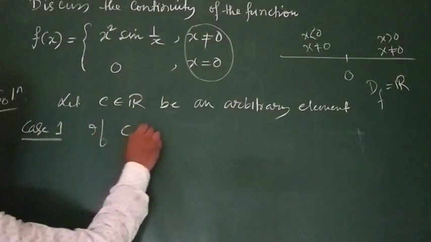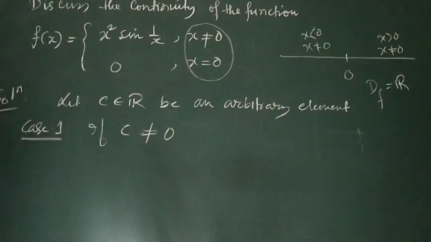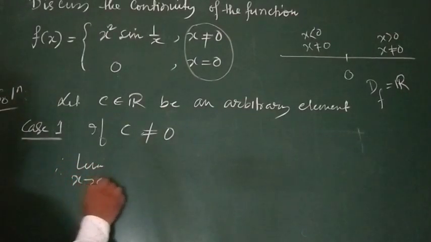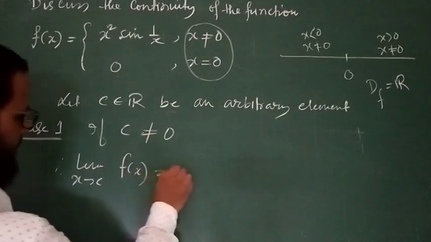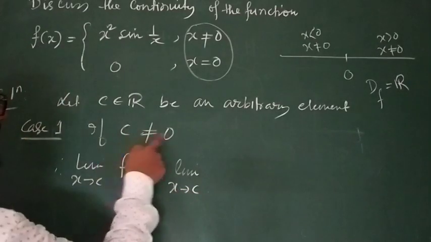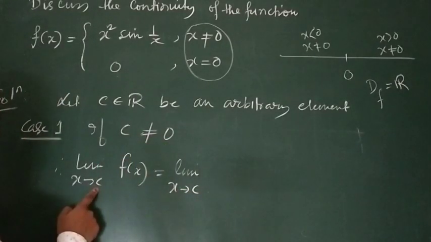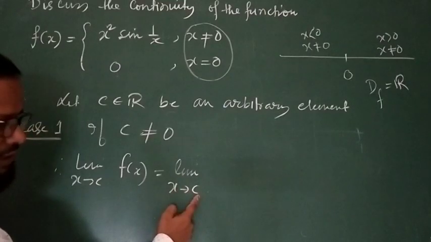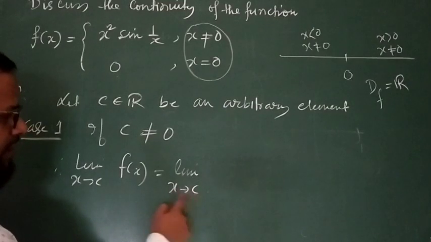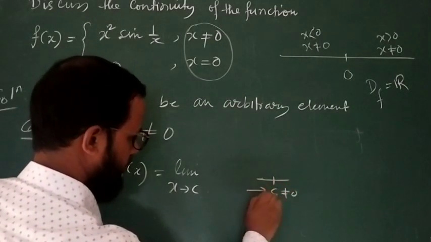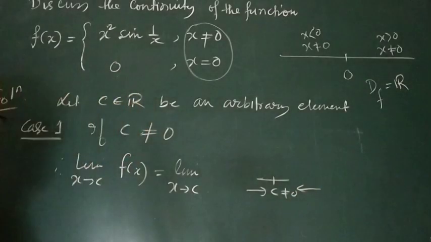So for non-zero elements, case 1: if c is not equal to 0, then what will happen? We are going to take the limit as x tends to c of f(x). Since c is not equal to 0 and x tends to c, and c is non-zero, x is non-zero. Okay, very essential, you have to understand. x tends to c means x tends to c from left or right, and c is a non-zero number, so whether the approach is from the left or from the right, every x will be non-zero.